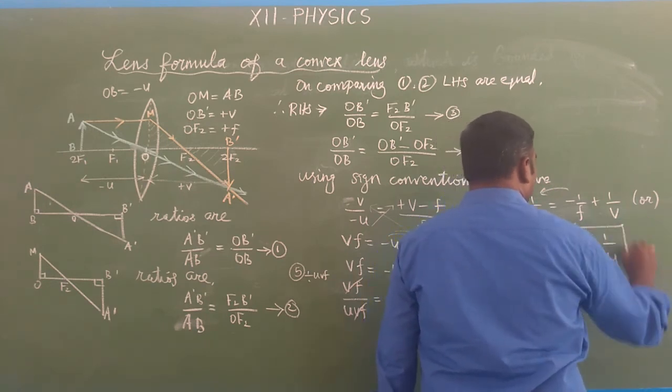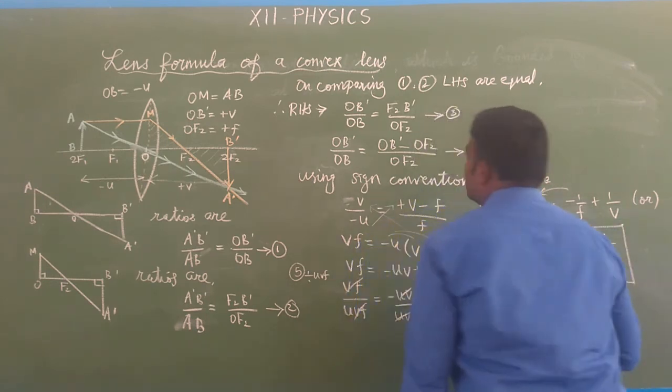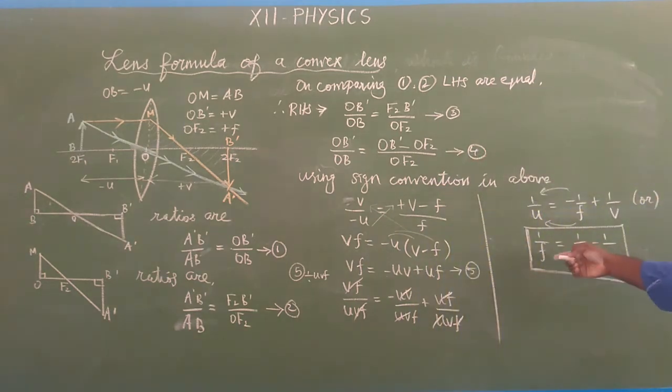So we got the lens formula. The lens formula is: the reciprocal of focal length is the difference of the reciprocal of image distance and the reciprocal of object distance. I repeat once again, the reciprocal of focal length is equal to the difference of the reciprocal of image distance and object distance. I hope you are clear about the lens formula.